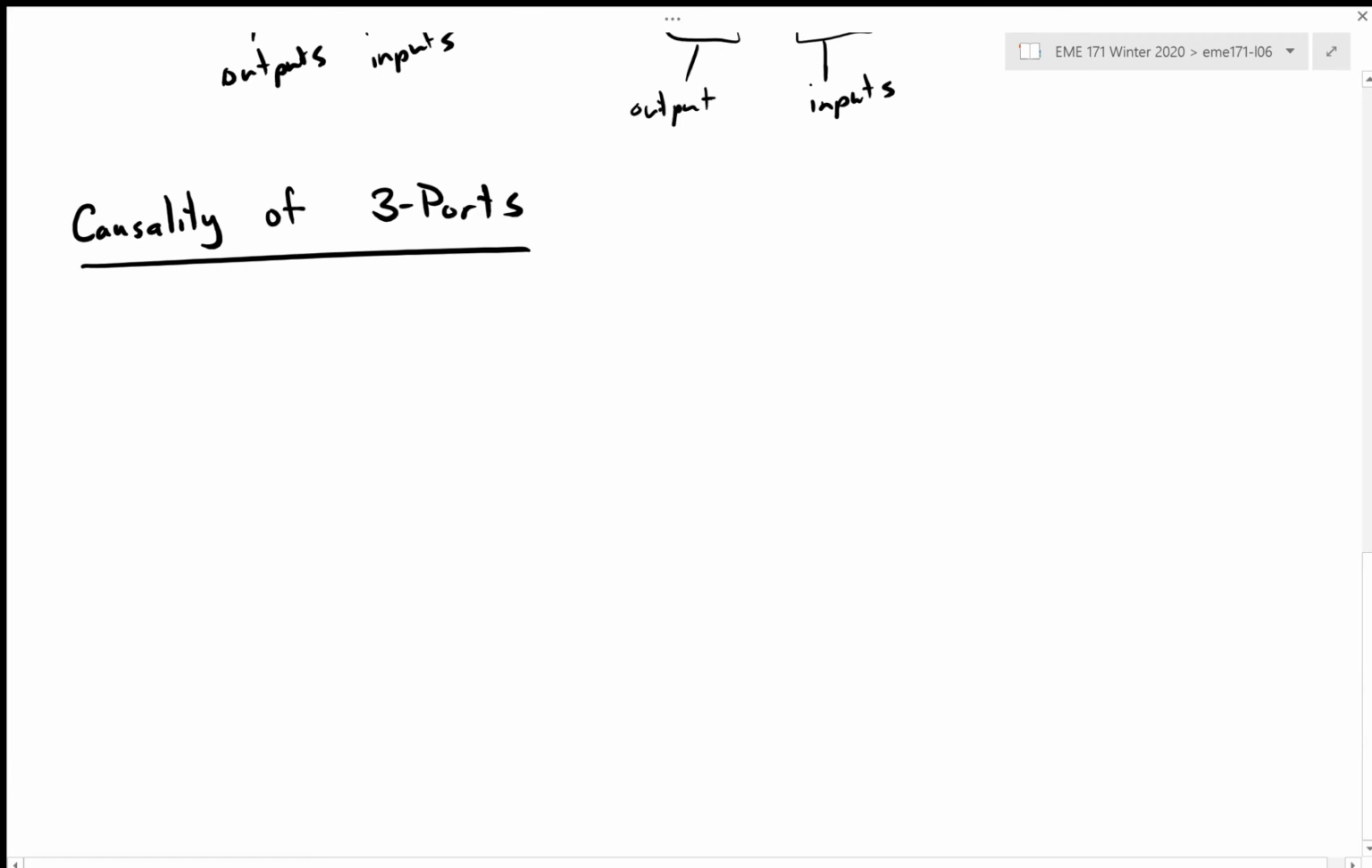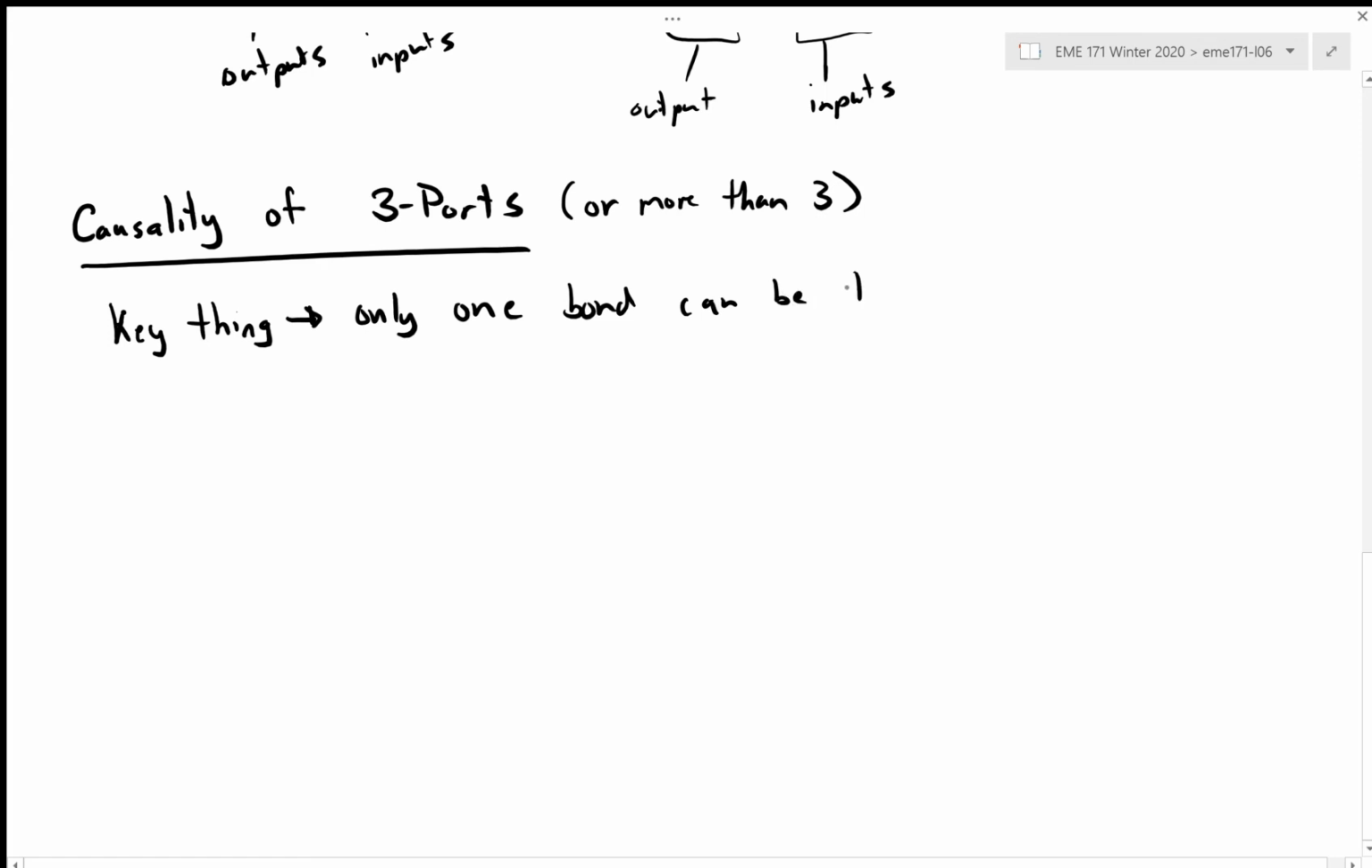So this is 3 ports or more, as we've defined. The rules apply the same. The key thing on these is that only one of the bonds on the 3 or more ports can be the input.